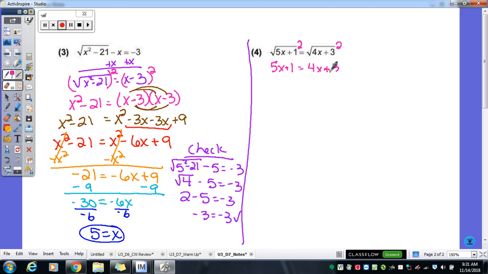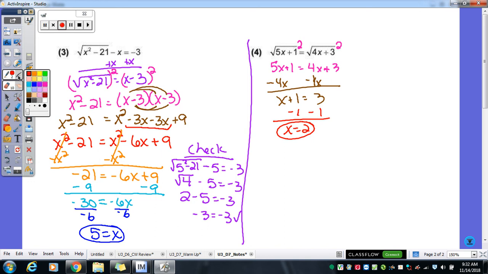So then I'll get my x's together. I'll subtract my 4x over. So x plus 1 equals 3. Subtract my 1. So I get x equals 2. So then I'll do my check.